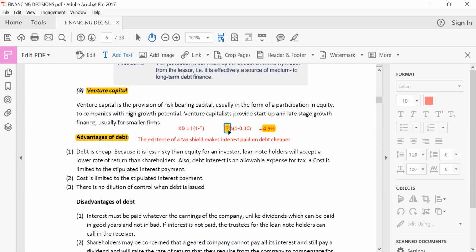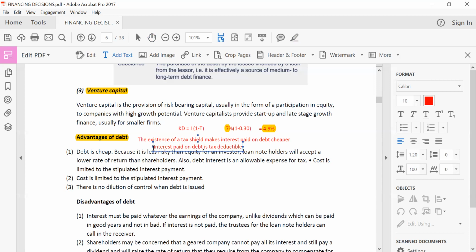Though you go for debt, the interest you pay on the debt is tax deductible. Interest paid on debt is tax deductible. So why don't you go for debt if debt is cheaper? How much you pay is less because of tax. That is, not paying 7%, you pay 4.9. Then debt is cheaper.